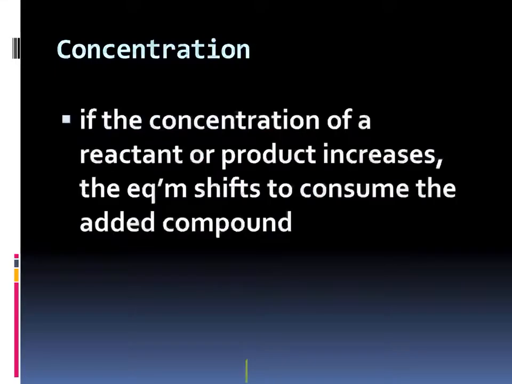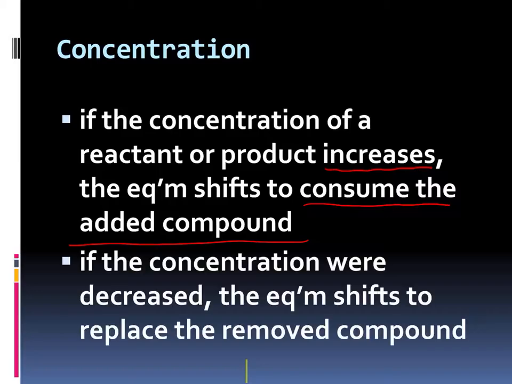Okay, concentration is sort of the easiest. If you increase the concentration of a reactant or product, it doesn't matter which, then it's going to shift to use it up or decrease it. And vice versa. If the concentration is decreased, then it's going to shift to replace it or to make more.